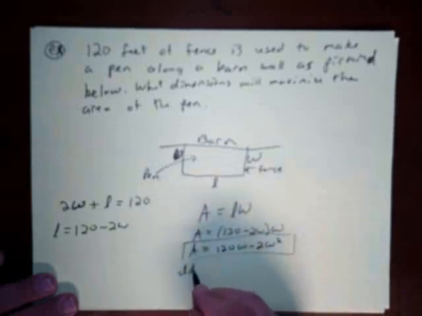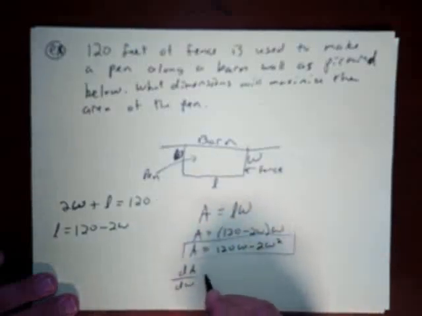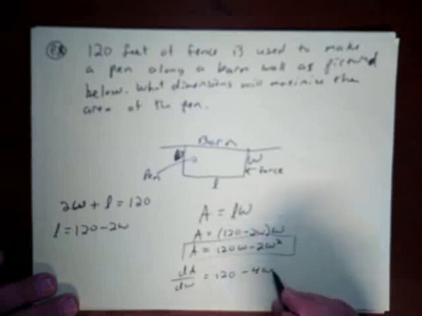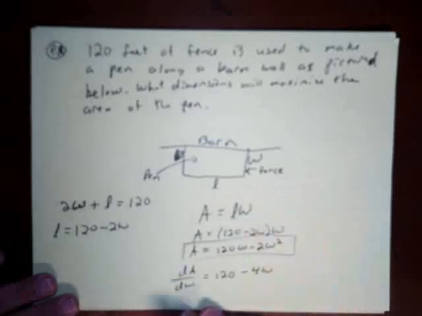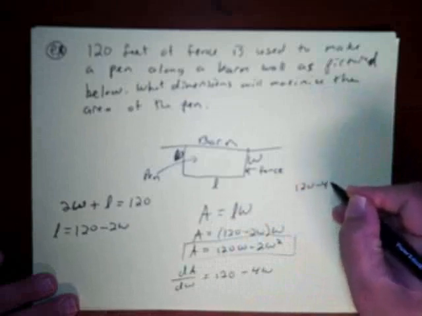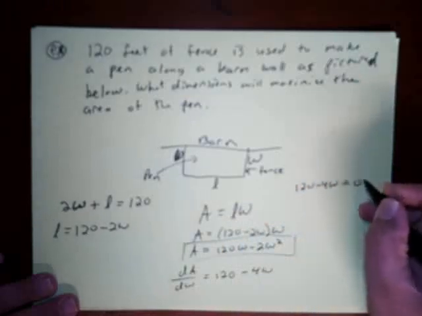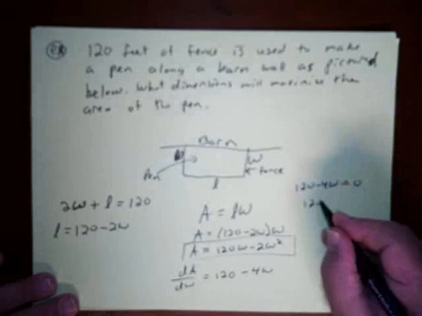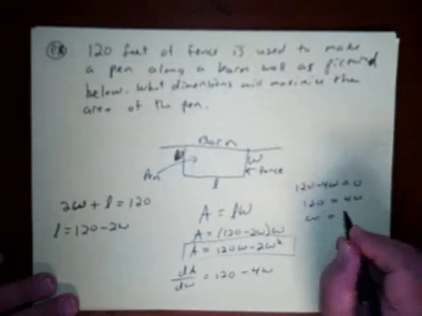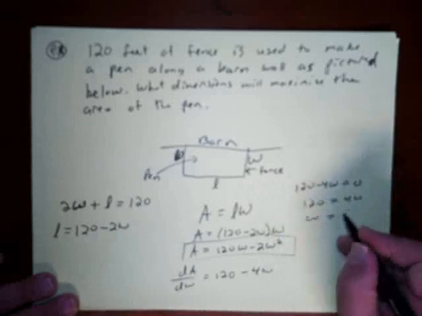I'm going to find the derivative, and I'm going to get 120 minus 4W. Okay, I'm going to set that equal to 0. 120 minus 4W is equal to 0. So I get 120 is equal to 4W. So my W, divide 120 by 4, and you get 30.